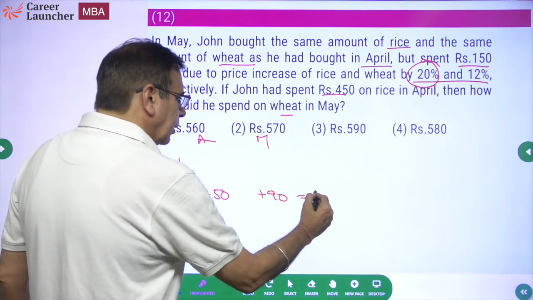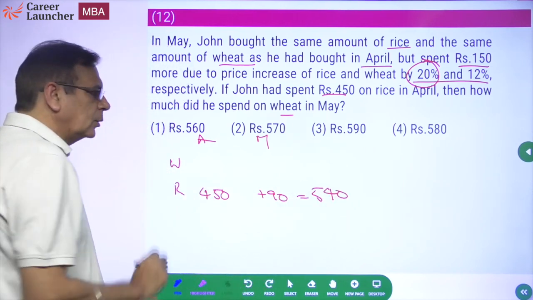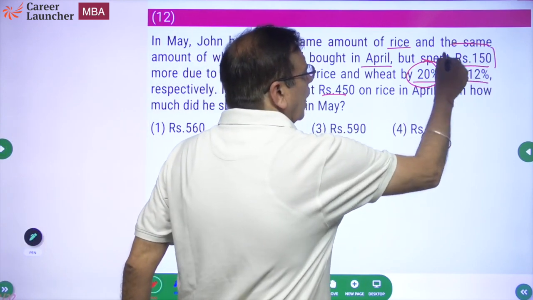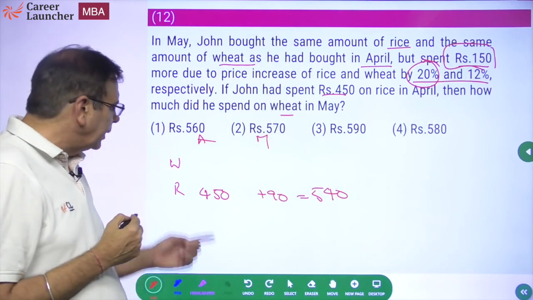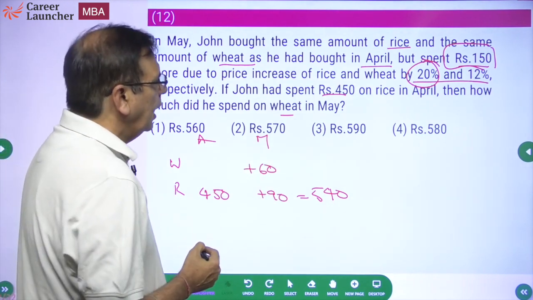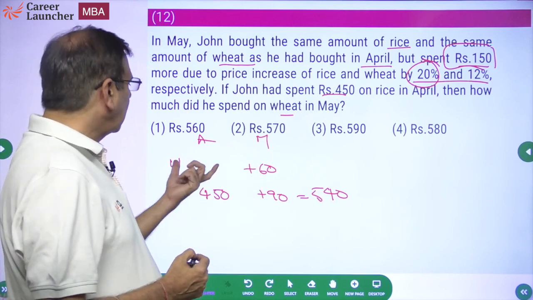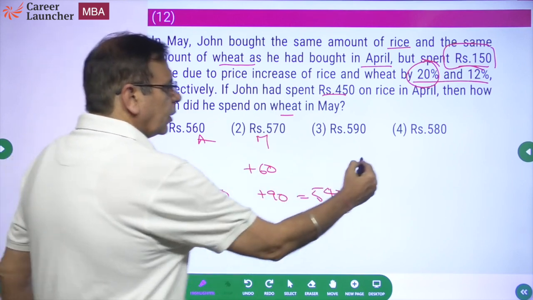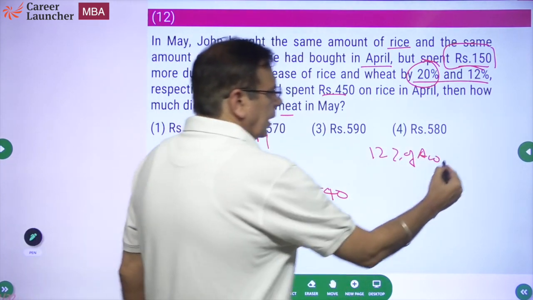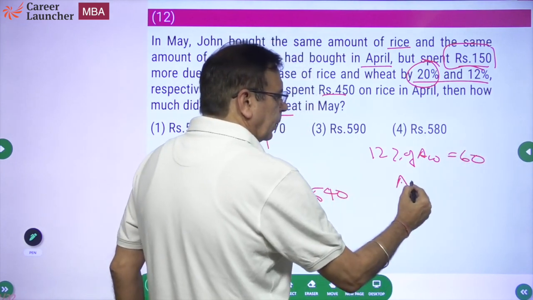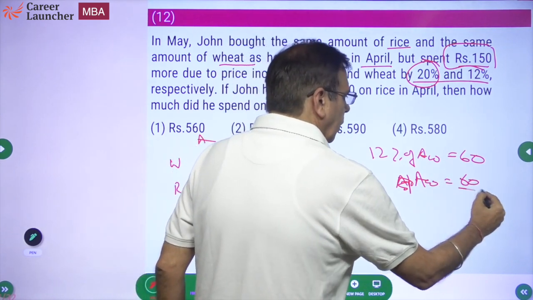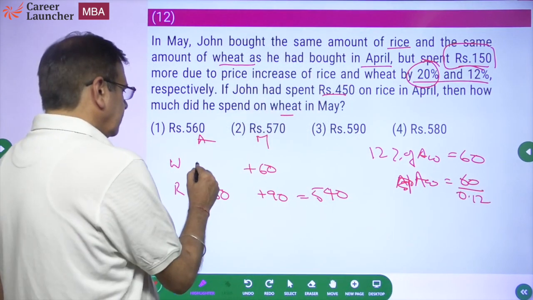Plus 90, which means it will be 540. 20% of this. So if, out of this 150 extra, 90 rupees has been paid on account of rice, that means 60 rupees would have been paid on account of wheat. And what is this? This is 12% of the cost in April. So 12% of the April price of wheat is equal to 60. So the price of wheat in April would be 60 upon 0.12, which is 500.